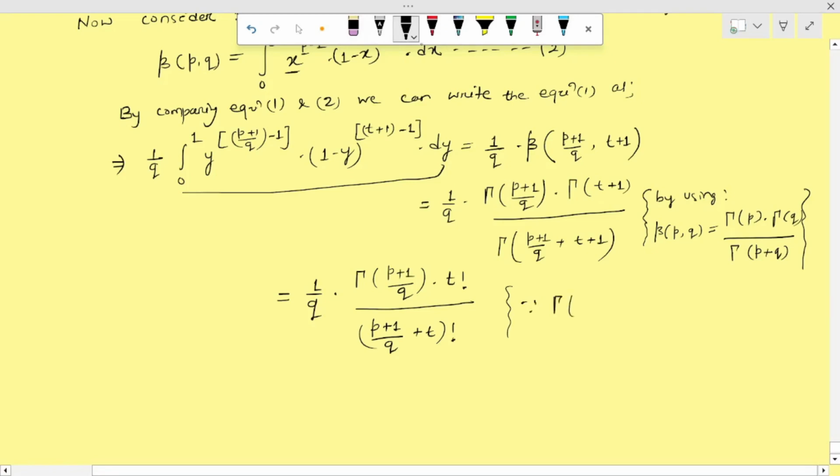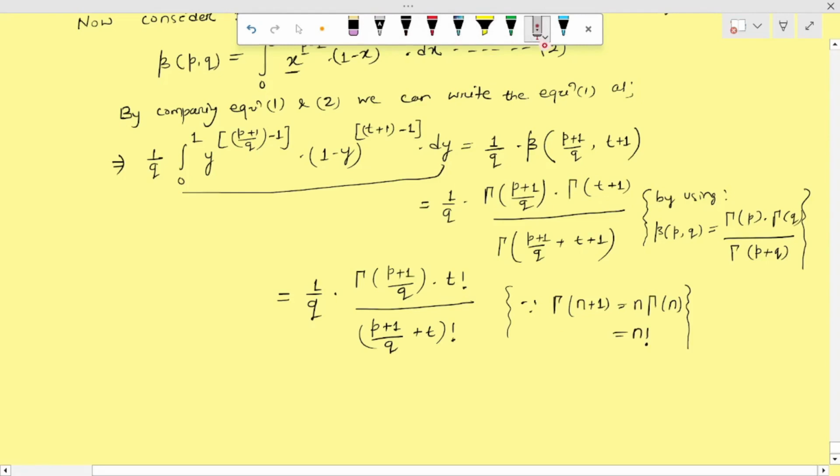gamma n plus 1 equal to n gamma n. This is one of the properties of the gamma function. So here you can see gamma t plus 1 can be written as t factorial. If gamma n plus 1 is n gamma n, or we can write this as n factorial. Then this gamma t plus 1 can be written as t factorial.